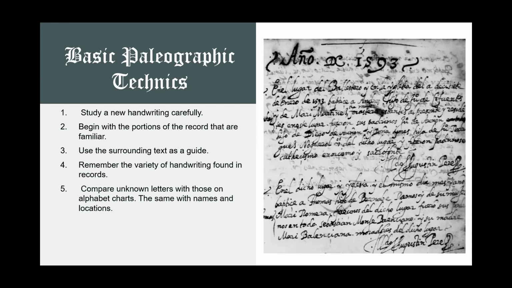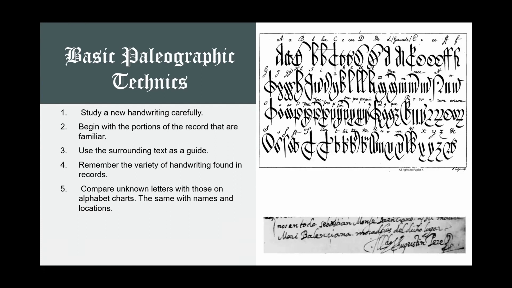Along with that, it's also very helpful to compare unknown letters with alphabet charts. For example, here is a chart of a court hand. As you can tell, court hand is very difficult to read, which makes these kinds of charts invaluable in researching and deciphering old texts.